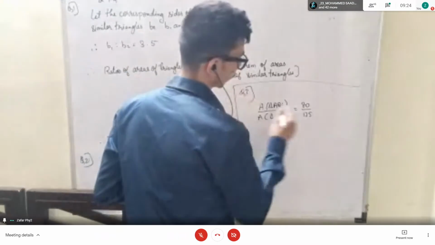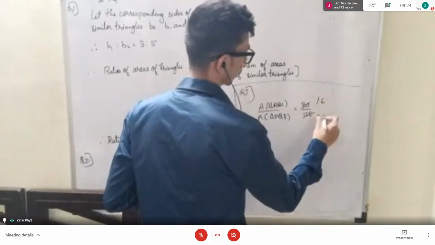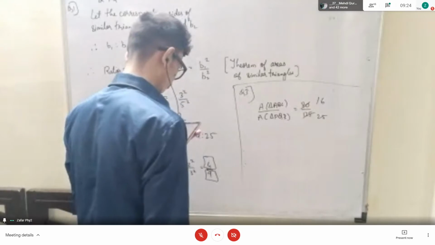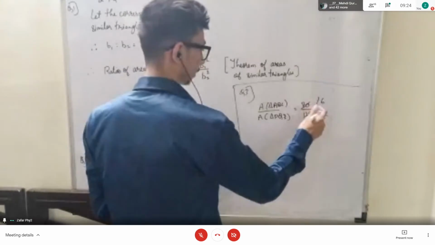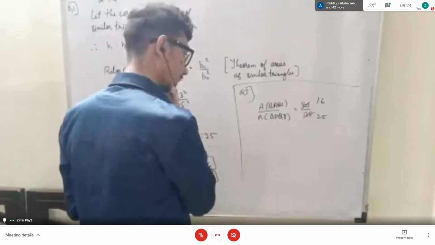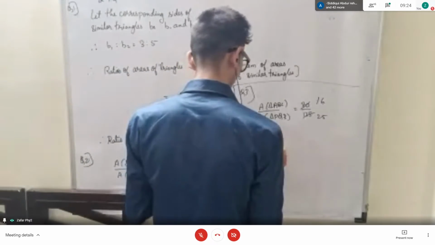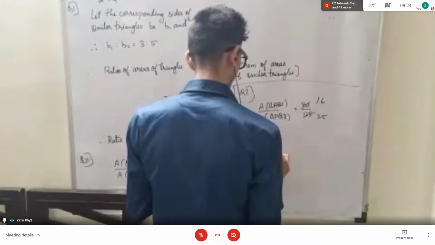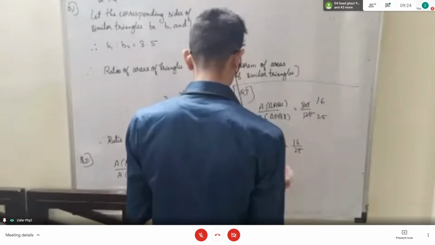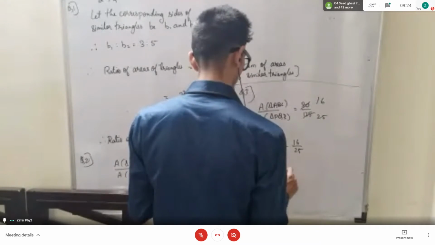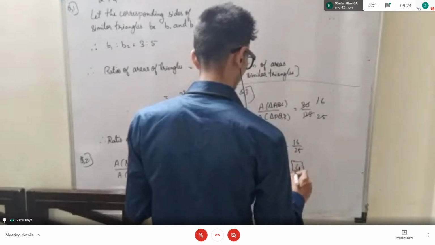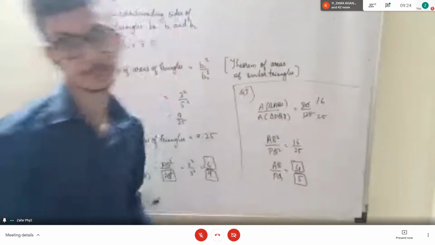Okay, so 5 sixteens are 80 and 5 twenty-fives are 125. Solve it there. 16 by 25. So that will become AB square by PQ square is equal to 16 by 25. So taking square root, you will get AB by PQ is equal to 4 by 5. So these are the answers. This is the solution.